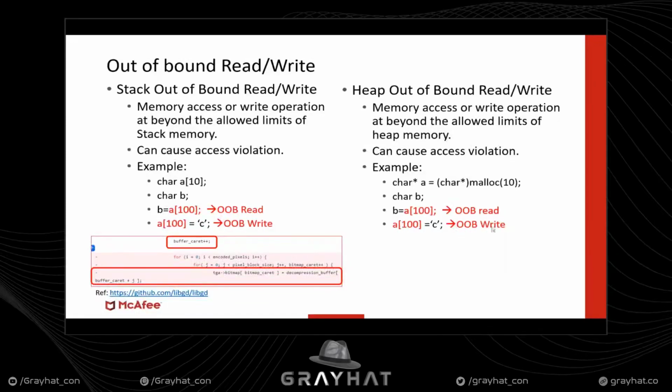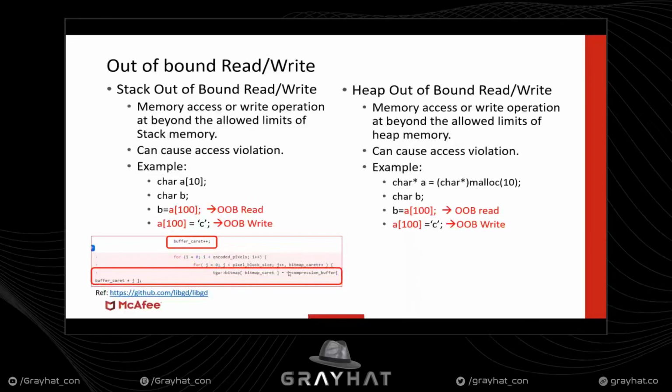So that is an out of bound write in heap memory. Now there is a very simple example which I found in libgd. As you can see over here, there is a variable named buffer_caret. Its value is getting increased every time. This is inside a loop which I have to truncate because of space constraints.